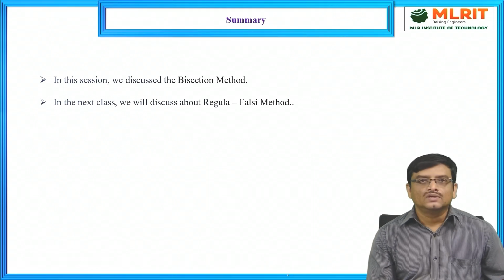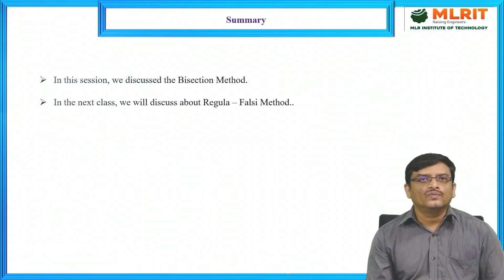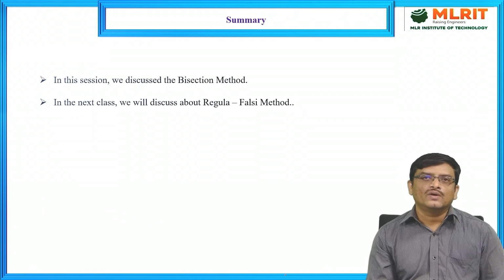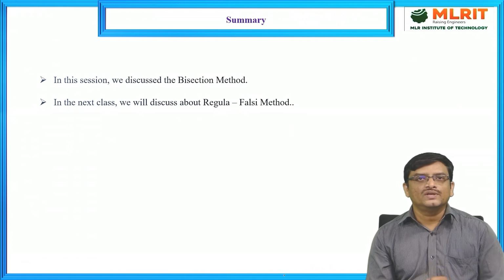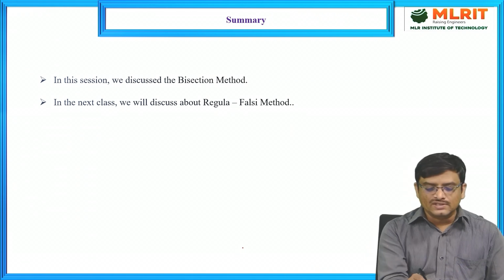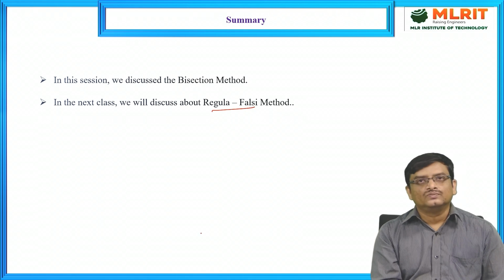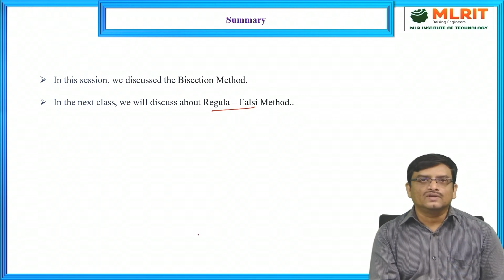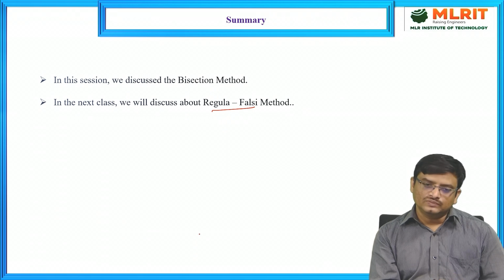So this is about the bisection method. In this video we have discussed the procedure for the bisection method and explained that procedure with a single example. Now in the next video we will go to the next root finding technique, that is the regula falsi method. What is the procedure in the regula falsi method, what is the formula we have to use and how to get this.